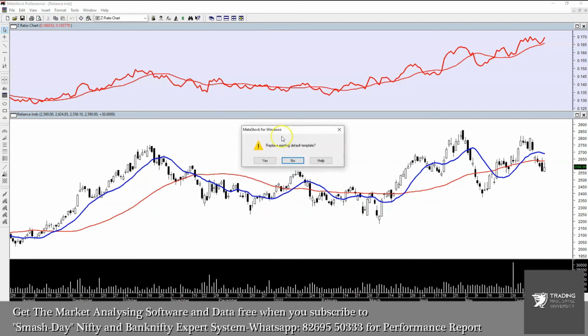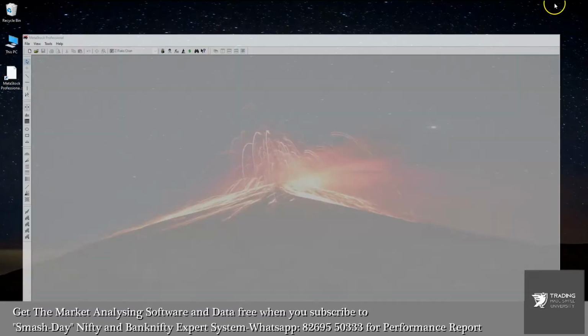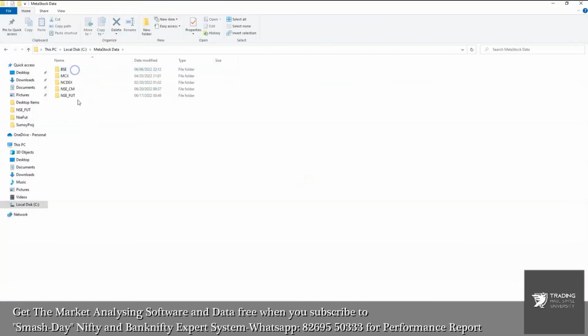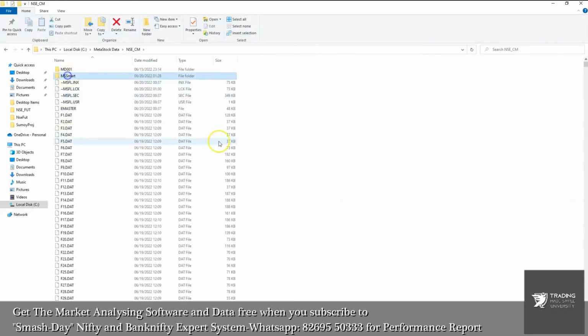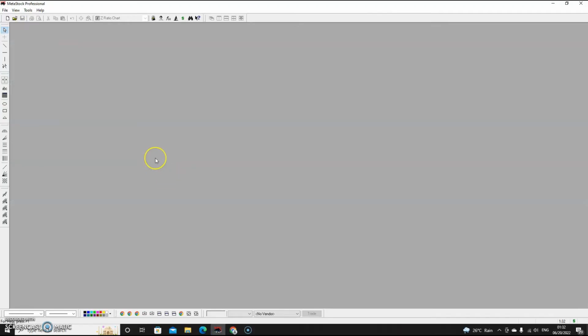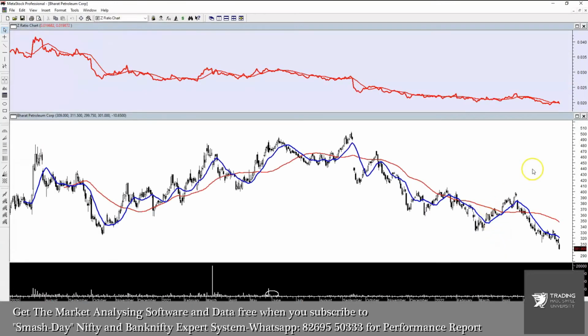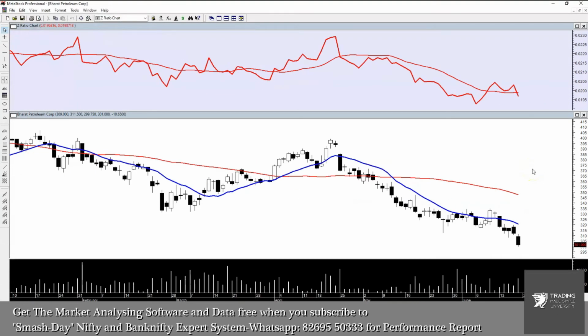I have shown you this process earlier in some previous lessons. It is asking us whether we want to replace the existing default template. Yes. And after that we have to go to our C drive, Metastock data, NSE cash market, and then delete the MS Smart folder. Done. So now whenever we open any chart, not only Reliance but, say, Castrol or Bharat Petroleum, it will open up with its relative strength.